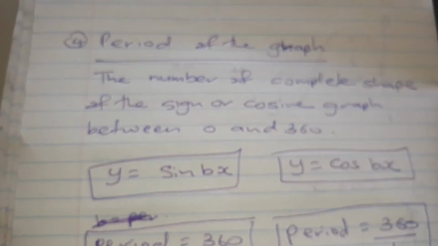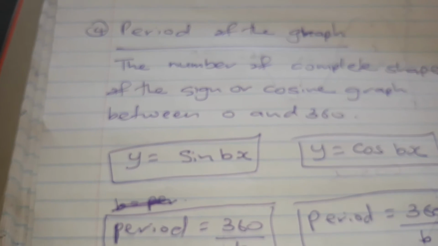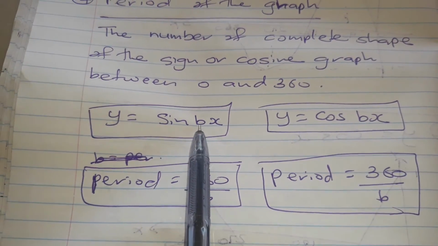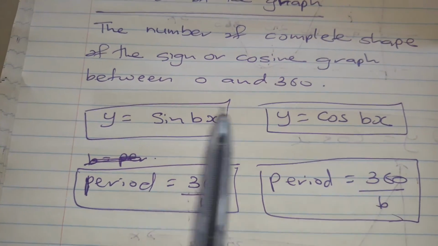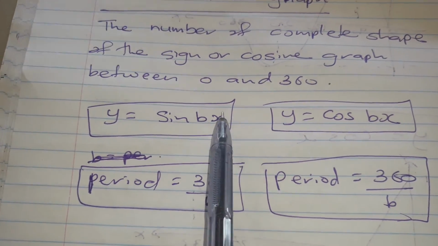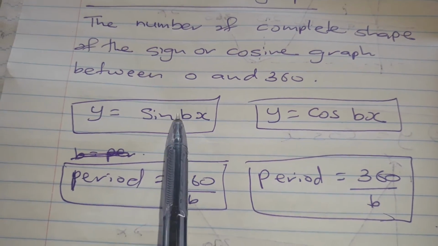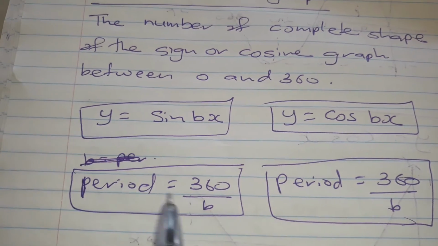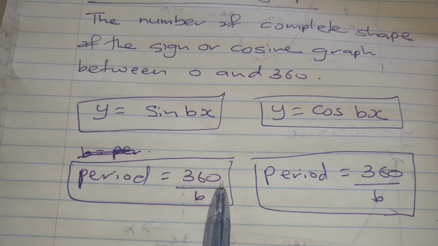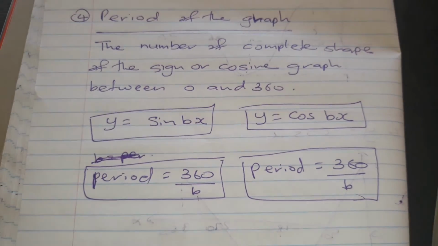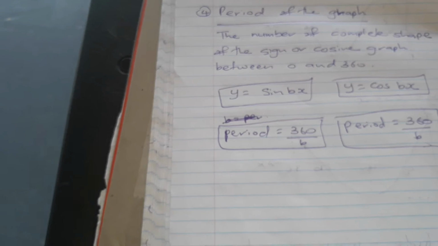Now we are going to look at the period of the graph. Period means the number of complete shapes of the sine or cosine graph between 0 and 360. We will use b as our value for the period. So y equals sine bx, and in the cos case, y equals cos bx. To find where one complete round will finish, we do 360 divided by b. Once we look at the example, you will understand that much better.